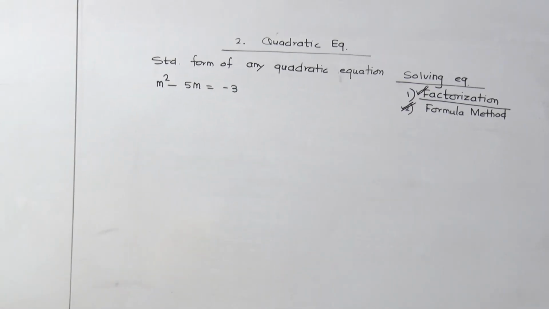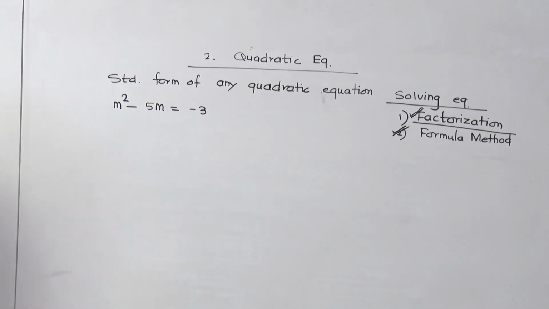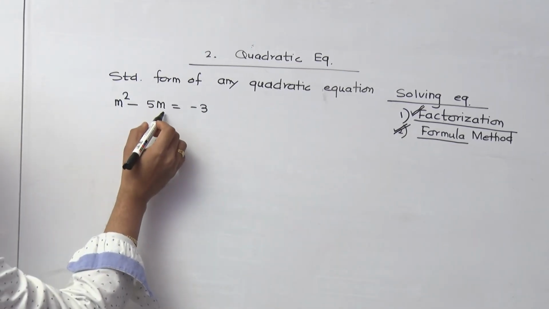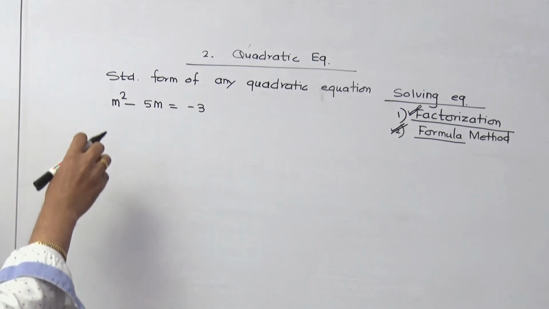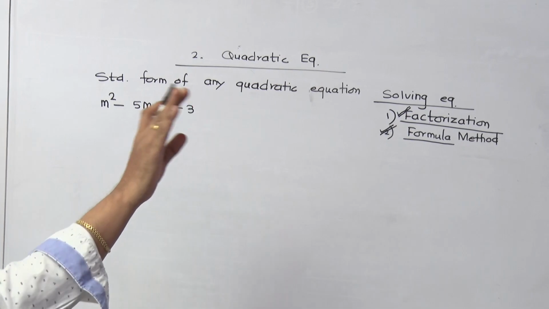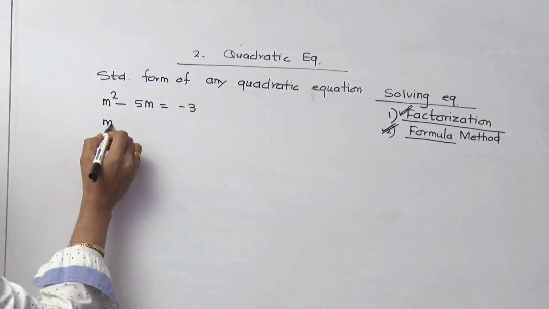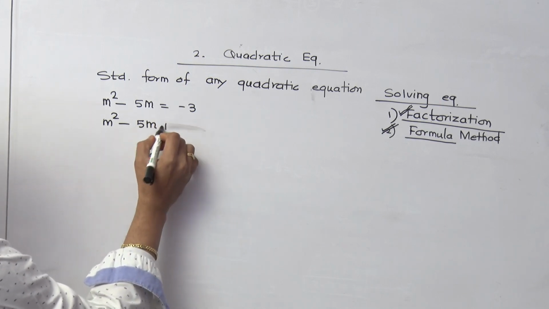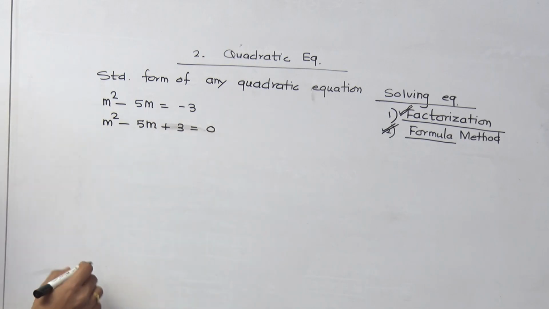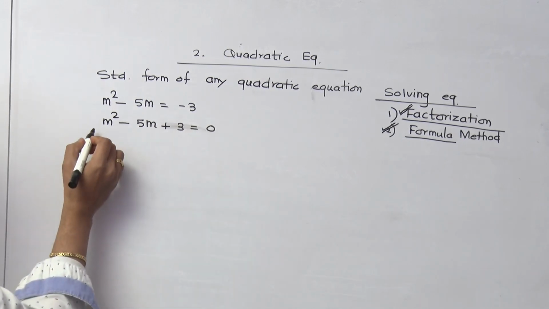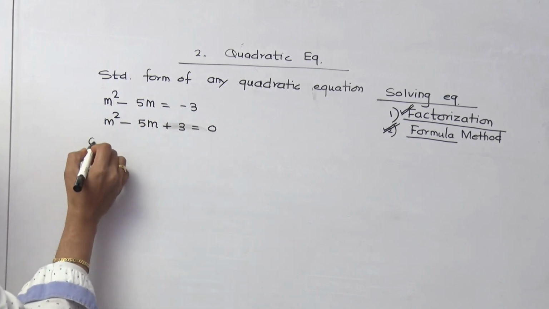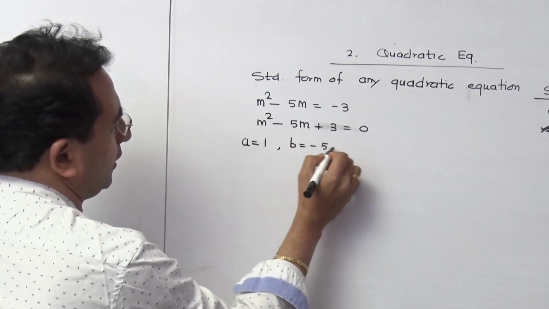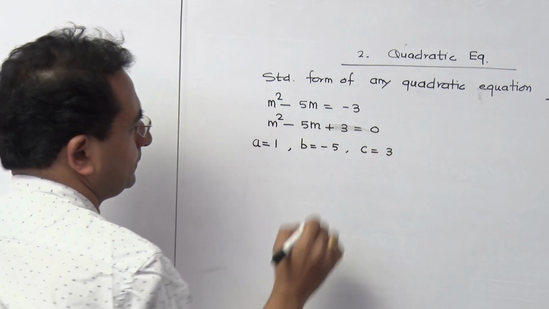m square minus 5m is equal to minus 3. Now for solving this by using the formula method, first of all, the equation is supposed to be in the standard form. That is m square minus 5m plus 3 is equal to 0. Then we will solve this. Equating this with the standard form, we will get the value of a as 1. The value of b is going to be minus 5 and the value of c is going to be 3.